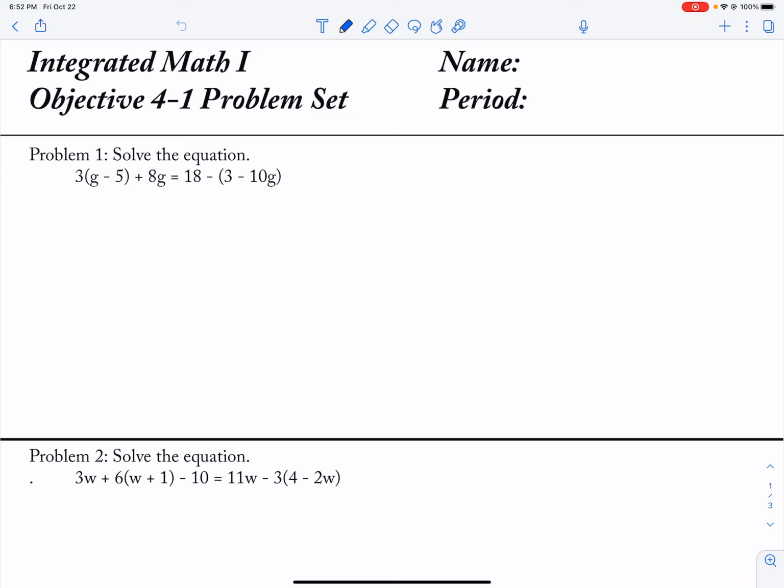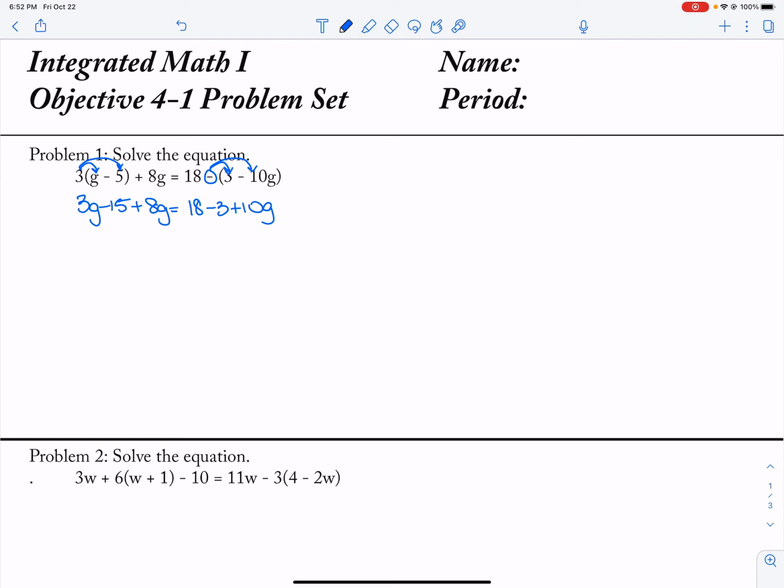All right, so let's go ahead and take a look at this problem set. What we're going to do to solve the equations, and this is all review, but just a little bit harder as far as equations are concerned. So I'm going to go ahead and distribute. So I get 3g minus 15 plus 8g is equal to 18. And I'm going to distribute my negative sign to both terms, so minus 3 and plus 10g.